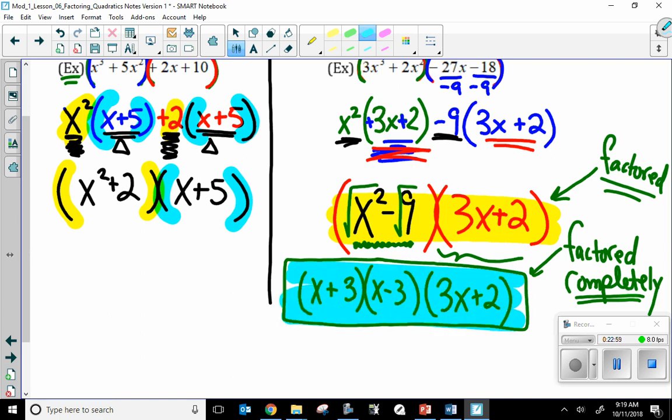And people will pick the yellow highlight, and it will be wrong, because they're telling you factor it completely. This yellow highlight is factored, but the blue highlight is factored completely. The x squared minus 9 can still be factored, so that's why it's not complete in this way.